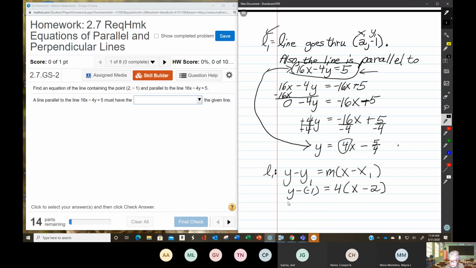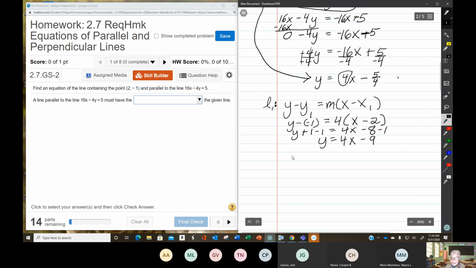So I will have y plus 1 equals 4x minus 8. And then to solve for y, I'll subtract 1 and subtract 1. So I will have y equals 4x minus 9. Because I take away 8, I take away 1 more, that means I've taken away 9. And so that's the answer right here. The equation of L1, the line I'm looking for, is y equals 4x minus 9.